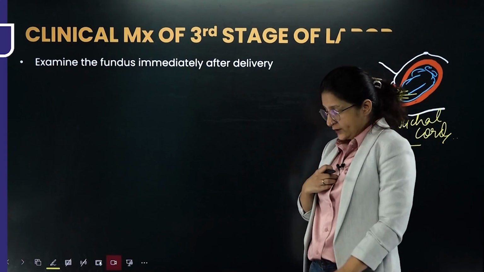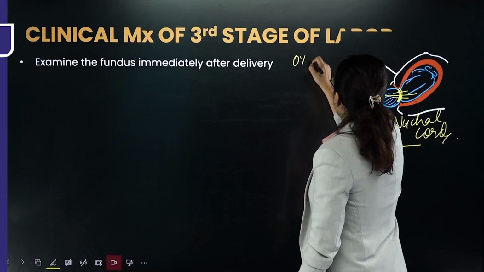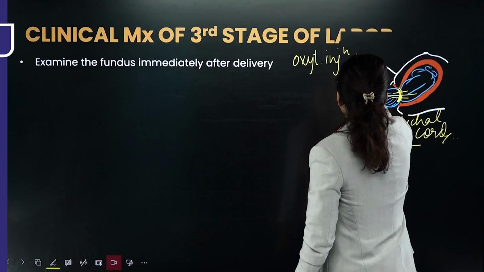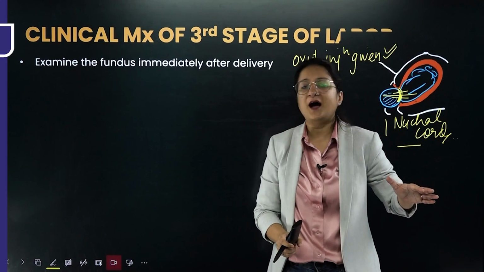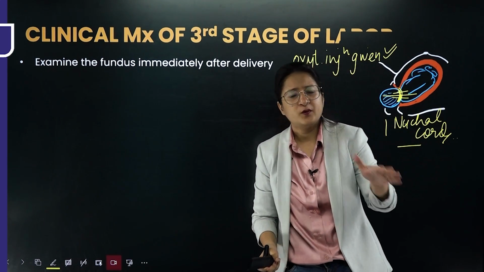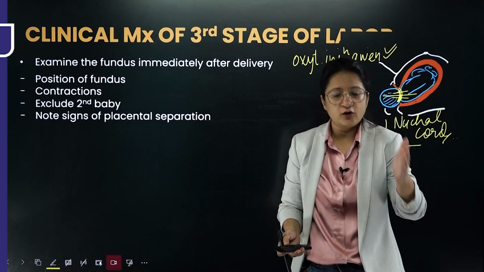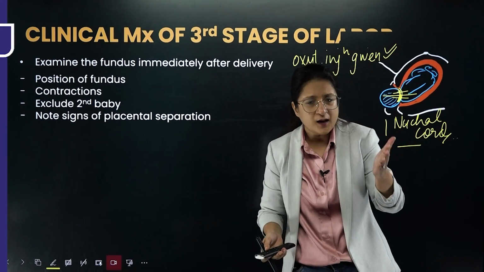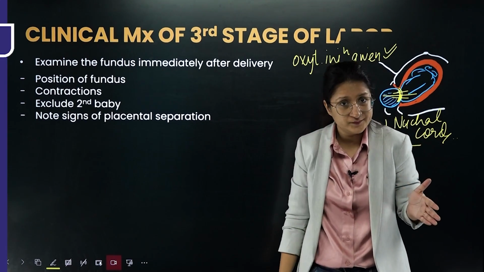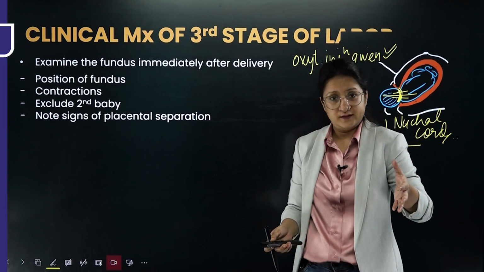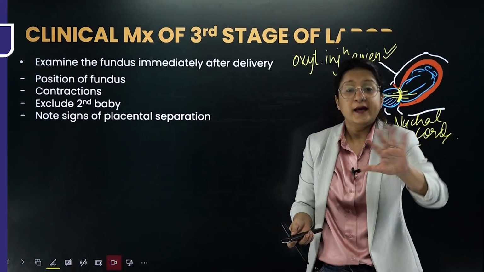Now, the other thing that you're going to do is, once the baby is delivered and the oxytocin injection has been given by the sister, what are you going to do? Examine the fundus immediately after delivery. Why do you want to examine? You're going to note the position of the fundus immediately after delivery of the baby. It is going to be just at the level of the umbilicus or slightly below it. Because you want to note the signs of placental separation. You want to note the uterine contraction. You've already given the uterotonic, now intermittent uterine tone assessment. You're going to note for uterine contractions also. Is it atonic or not?